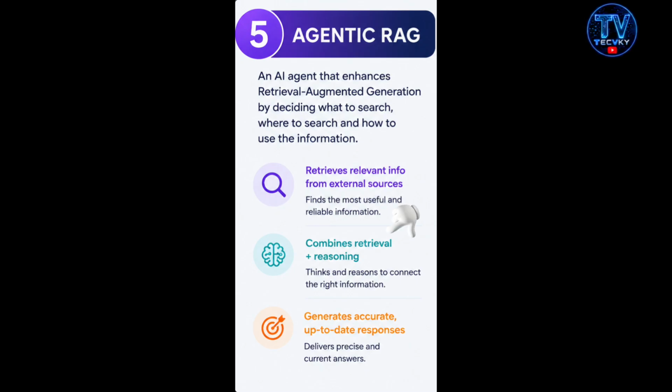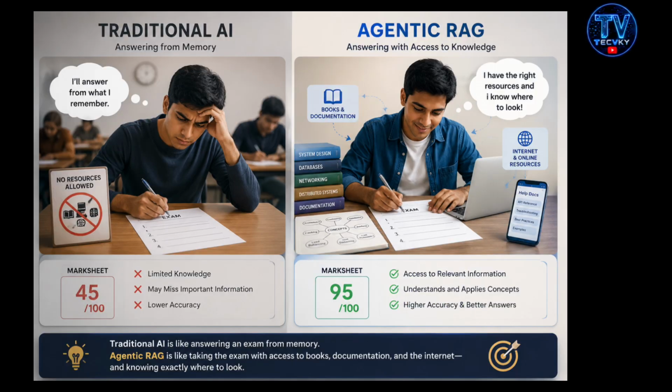Combines retrieval and reasoning. The agent doesn't stop at finding information. It evaluates, connects, and reasons about the information before producing a response. Generates accurate, up-to-date responses. Because answers are grounded in real data, responses are more reliable and less likely to contain outdated information.